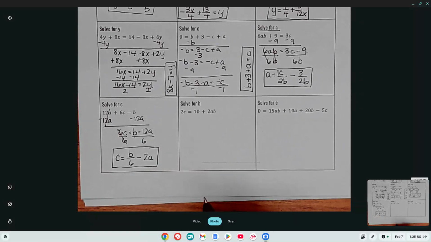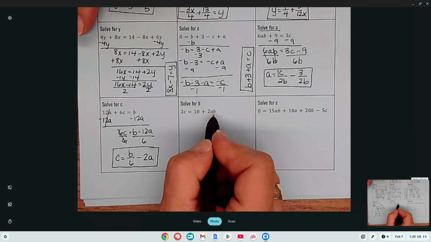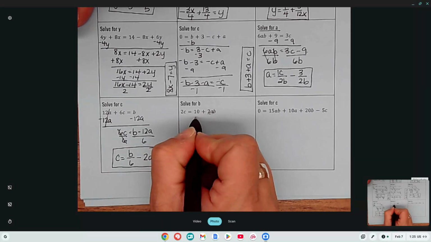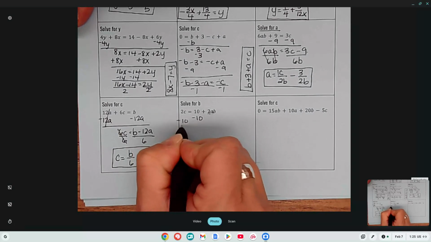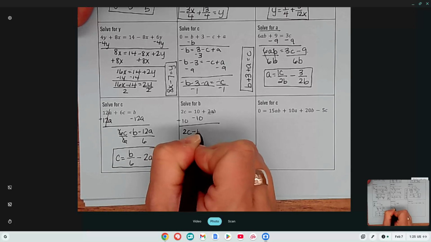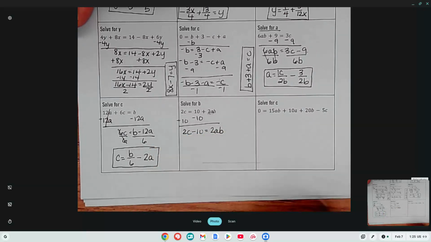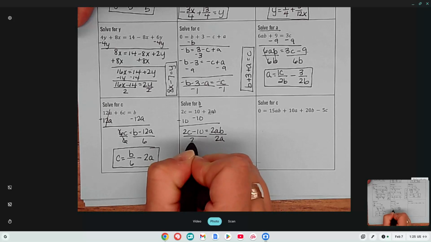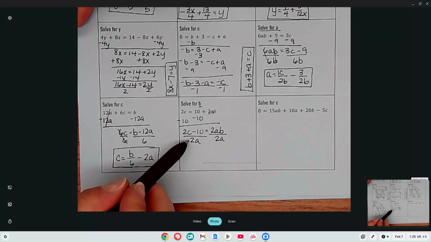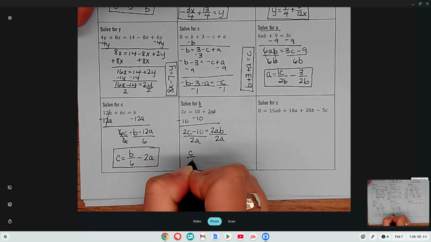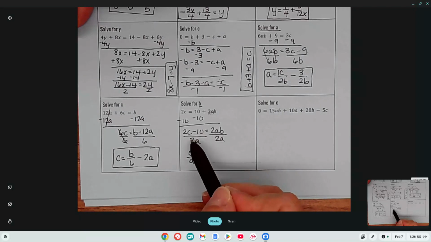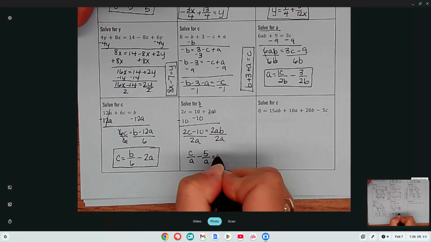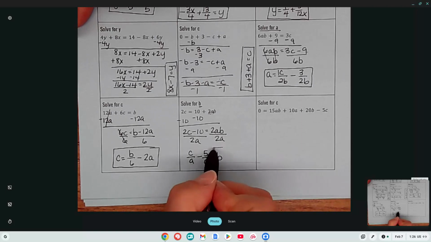All right, what is this next one? We want to solve for B. B is being multiplied by 2A and then adding 10. So I'm going to start by subtracting 10. So 2C minus 10 equals 2AB. Again, I want to solve for B, so I'm going to divide by 2A. The 2's would cancel out. So then all I have is C divided by A. 10 divided by 2 is 5, but then the A is still in the denominator. That didn't change anything. So that's what that one would end up as.